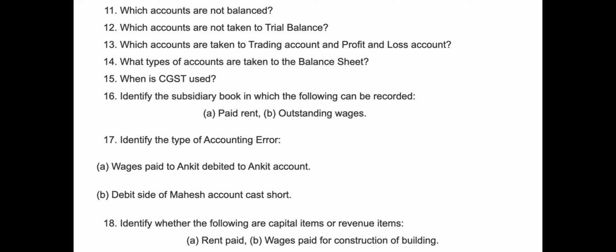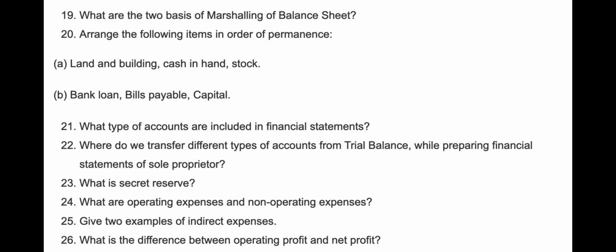18. Identify whether the following are capital items or revenue items. A. Rent paid. B. Wages paid for construction of building. 19. What are the 2 bases of marshalling of balance sheet? 20. Arrange the following items in order of permanence. A. Land and building, cash in hand, stock. B. Bank loan, bills payable, capital.